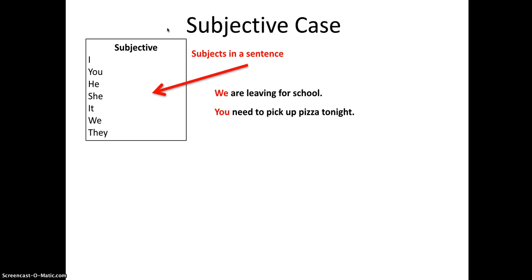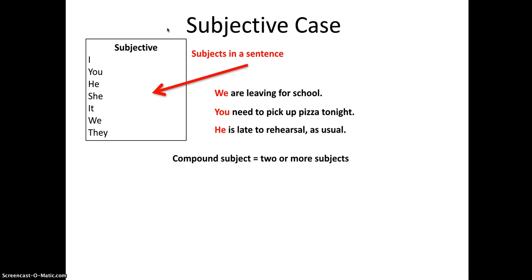Our next sentence, "You need to pick up pizza tonight," the word "you" is the subject, and it's in the subjective form. In the sentence, "He is late to rehearsal as usual," "he" is the subject, and it is the subjective form.